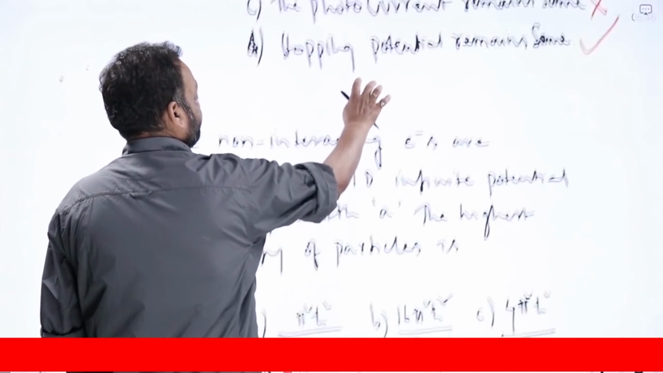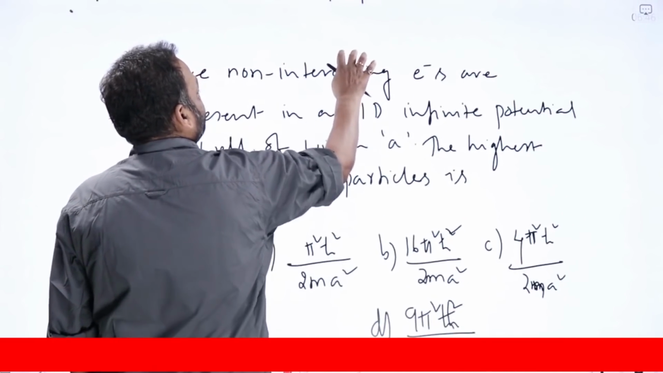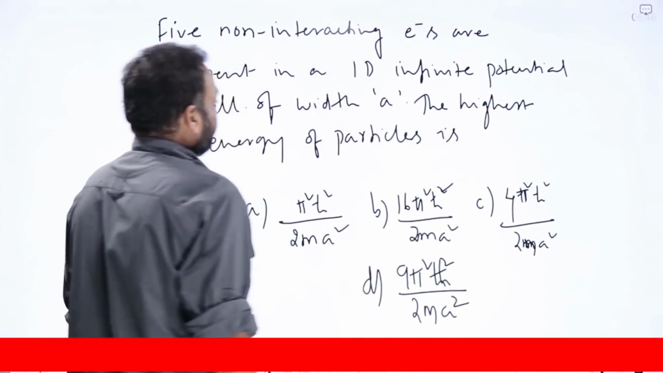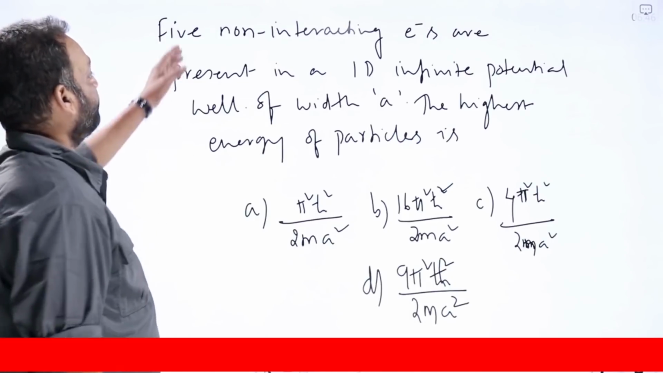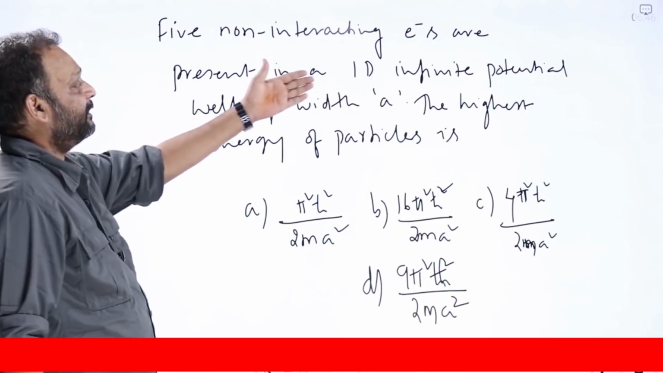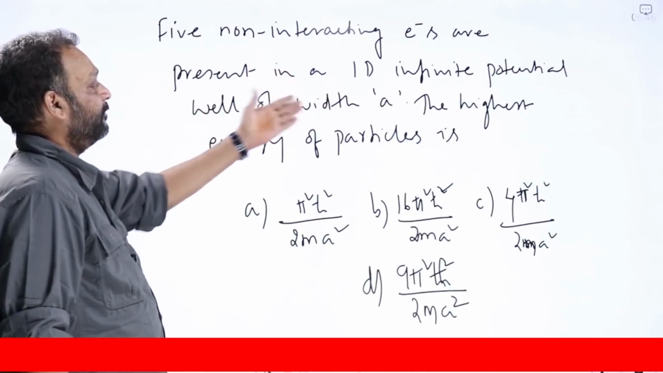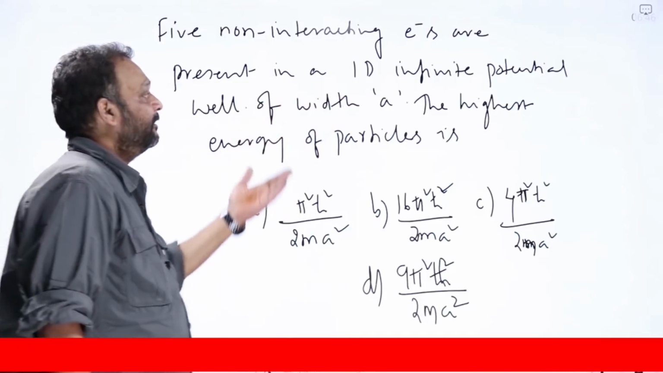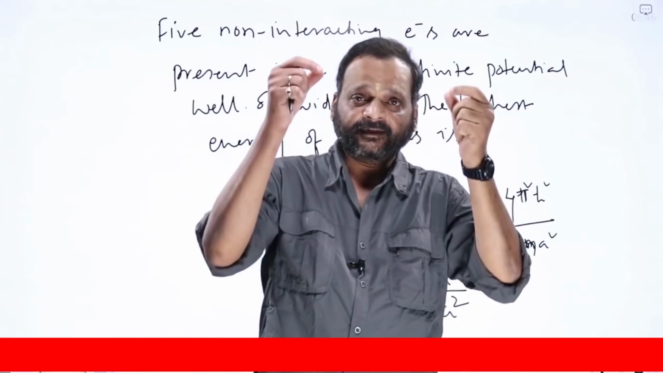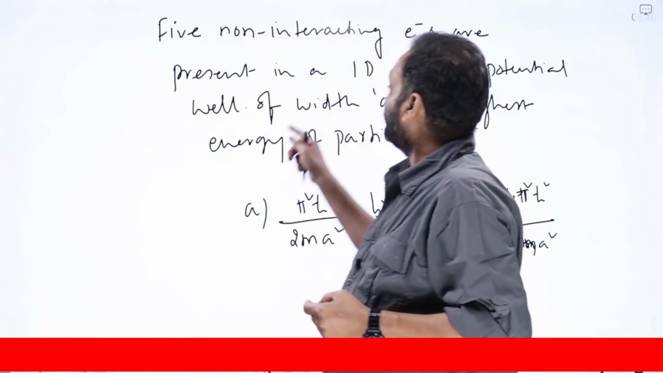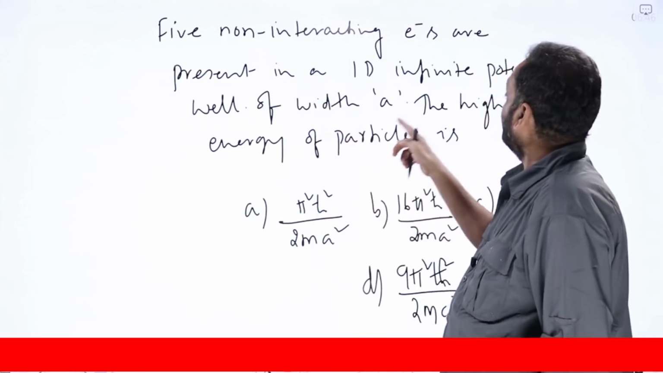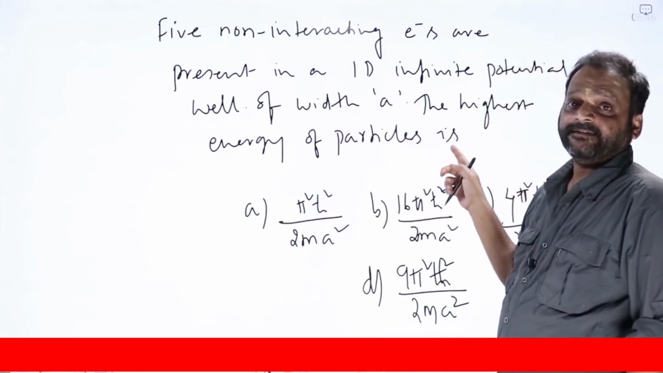IIT JAM physics paper. Another simple question without putting pen on paper, you can solve this also. Just read this question. Five non-interacting electrons are present in a one-dimensional infinite potential well of width A. The highest energy of the particles is asked. Infinite potential well, particle in a 1D box, of width A. Five non-interacting electrons are there, and the highest energy of the particles is asked.